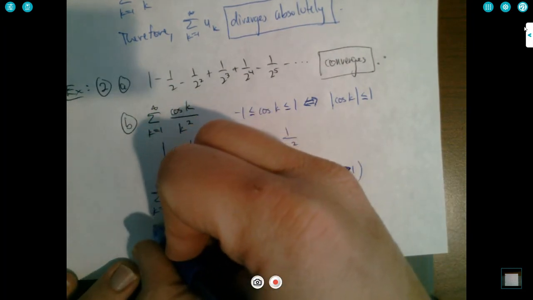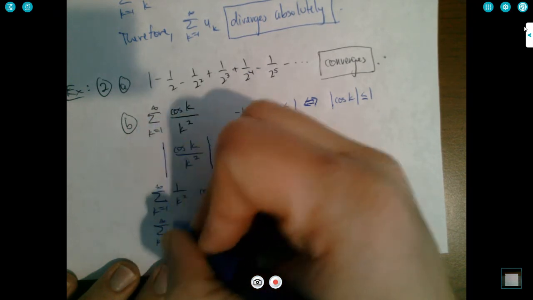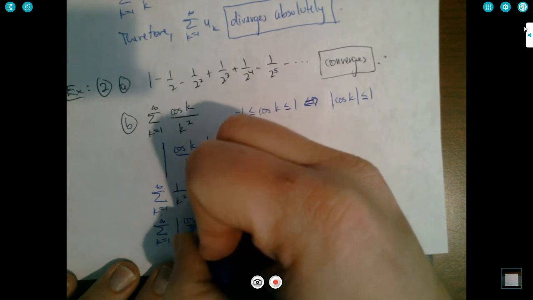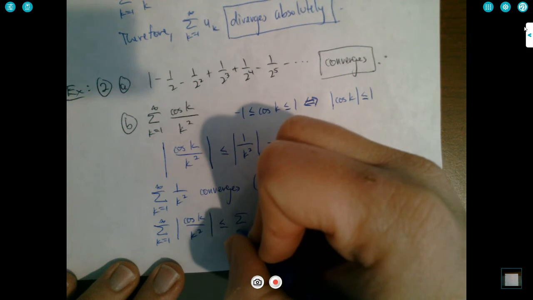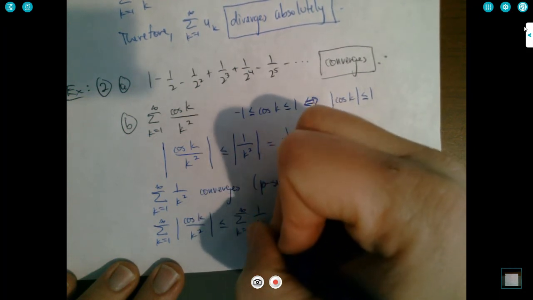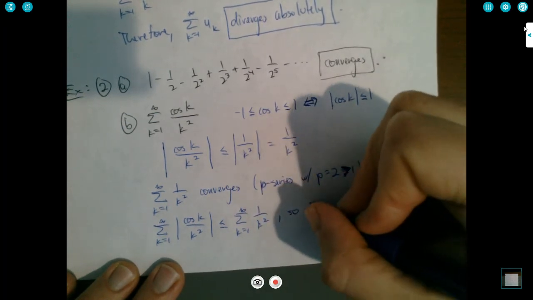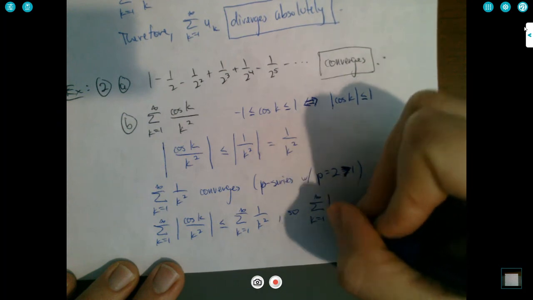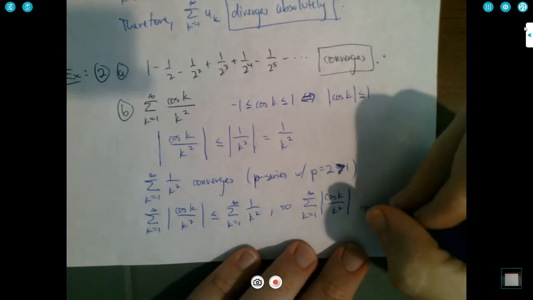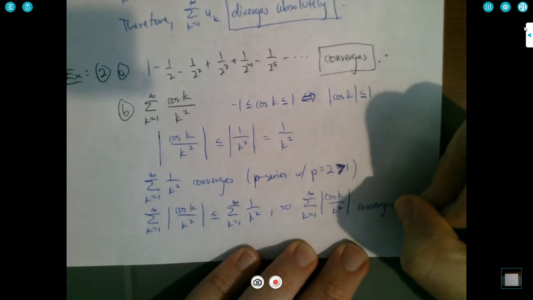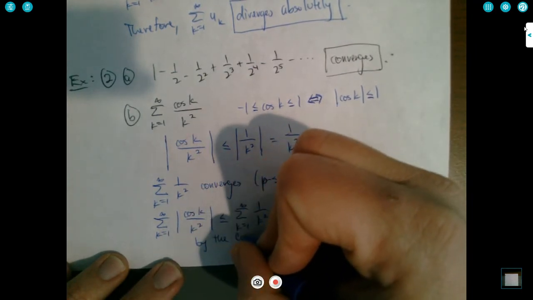But the sum from k equals 1 to infinity of the absolute value of cosine k over k squared is less than or equal to the sum from k equals 1 to infinity of 1 over k squared. So the sum from k equals 1 to infinity of the absolute value of cosine k over k squared converges by the comparison test.